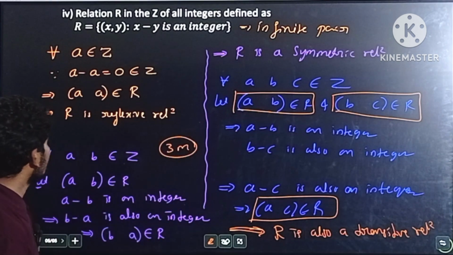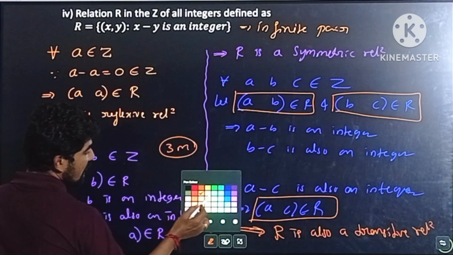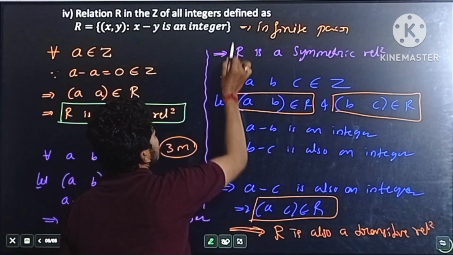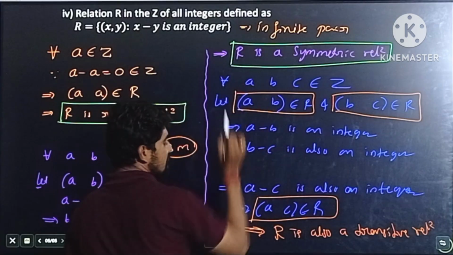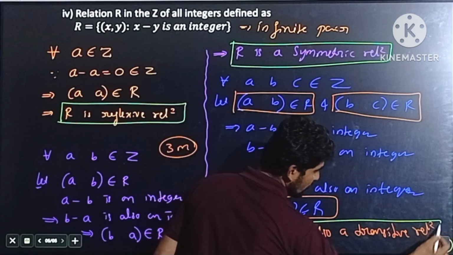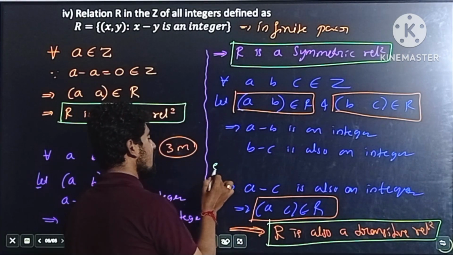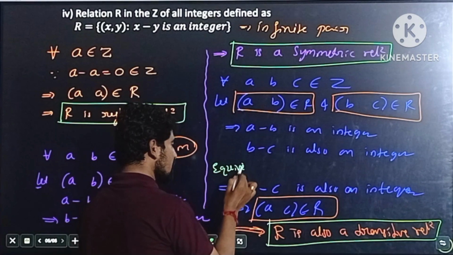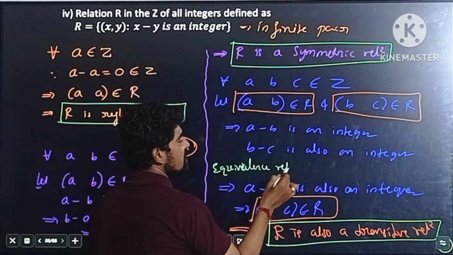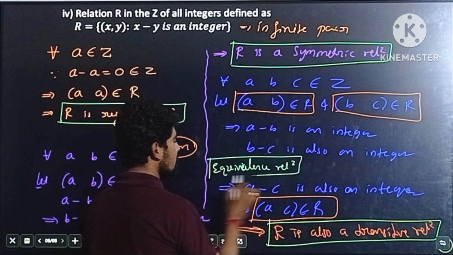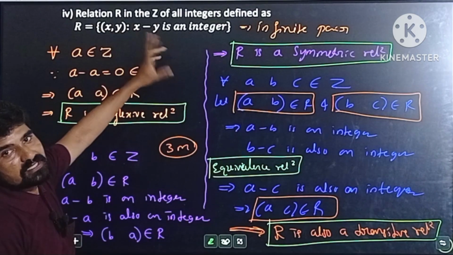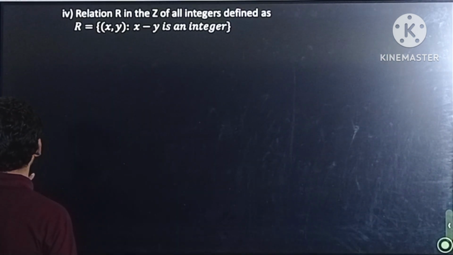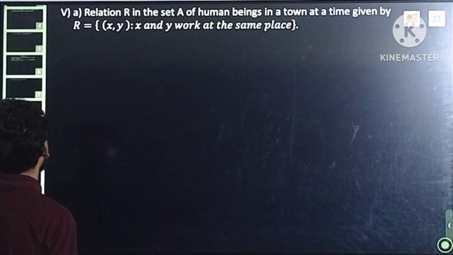And one more thing you need to observe here: since this relation R is reflexive, symmetric and transitive, then definitely this R is an equivalence relation. So in the exam, they asked it as: prove that this relation is an equivalence relation. And now the fifth question, which also has sub questions.